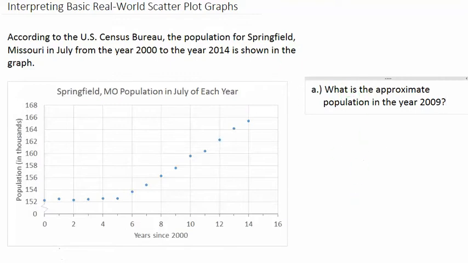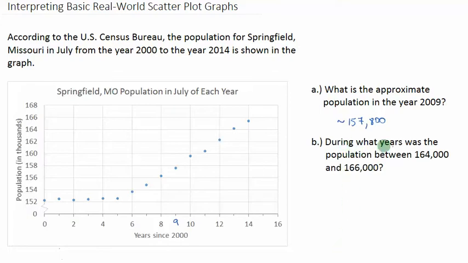First question is, what is the approximate population in the year 2009? So we need to locate the year 2009 on the x-axis, which corresponds to an x value of 9, which would be right here. And then I need to find the population, which would correspond to this dot, and its y value is getting close to 158. So 157 would be exactly halfway. So let's say 157,800. So approximately 157,800 according to this graph. So we located the x value, found its y value because that gives us the population.